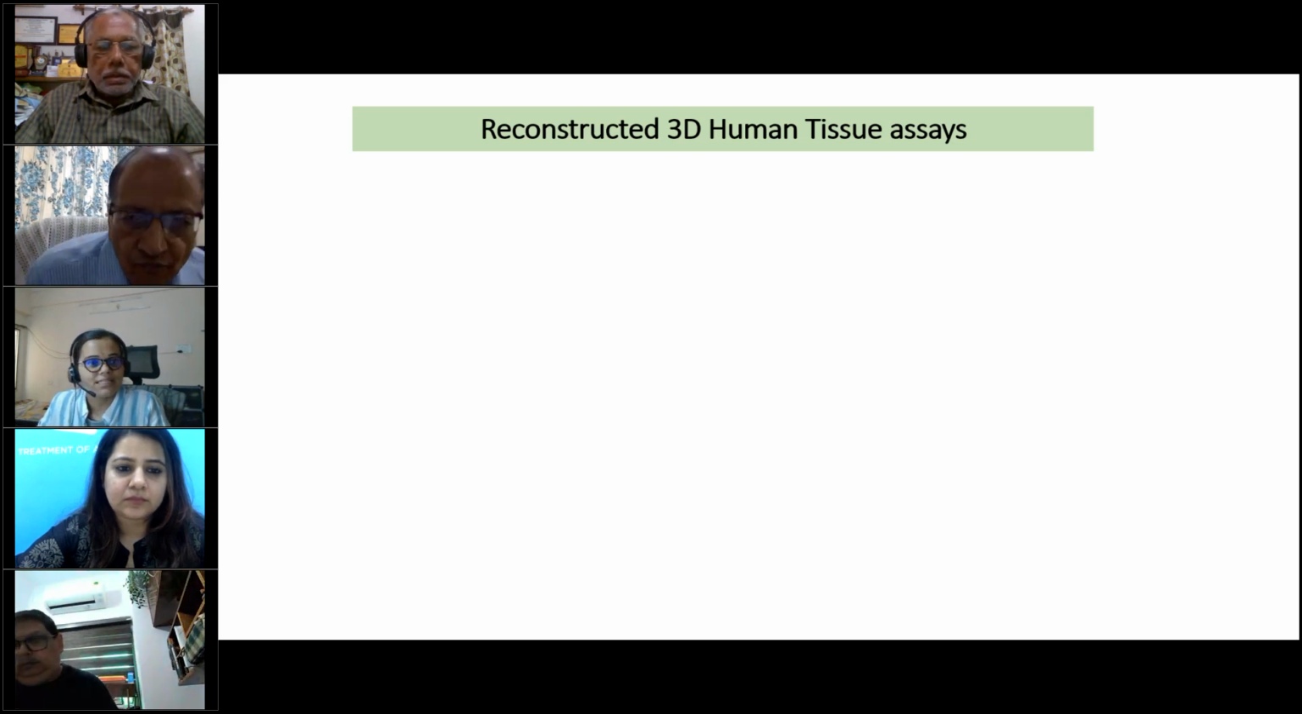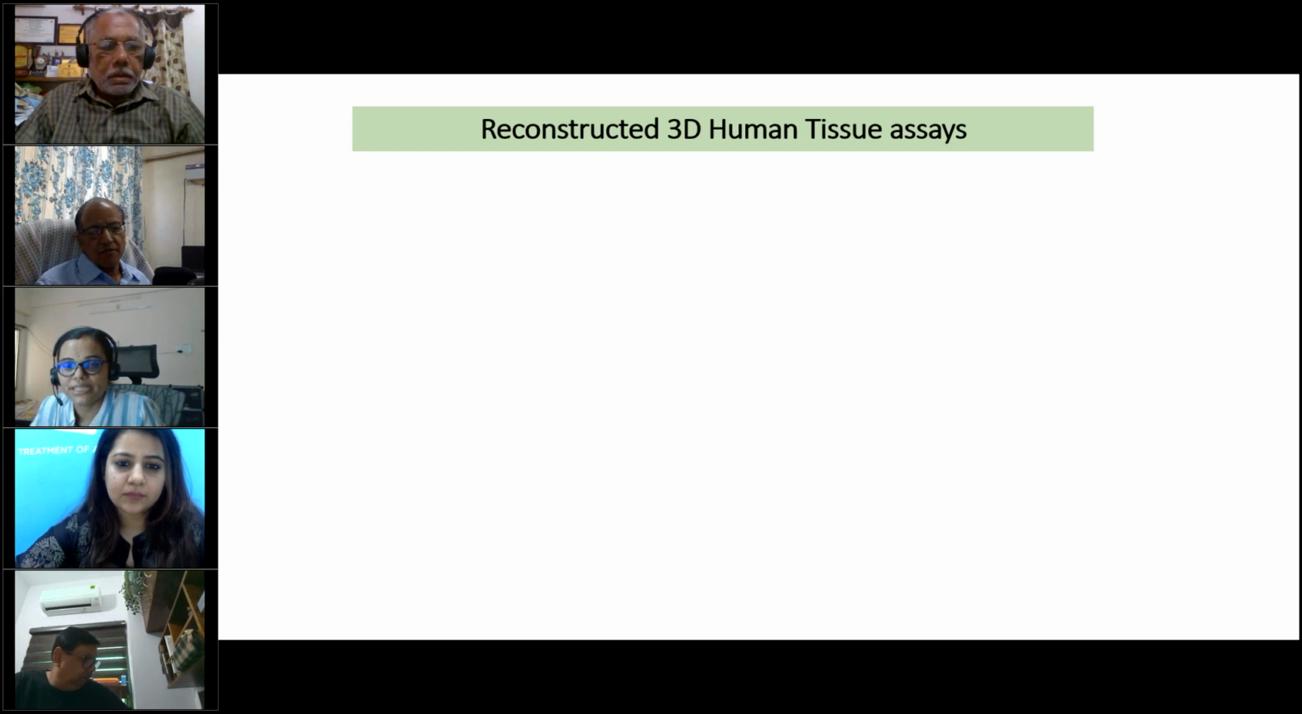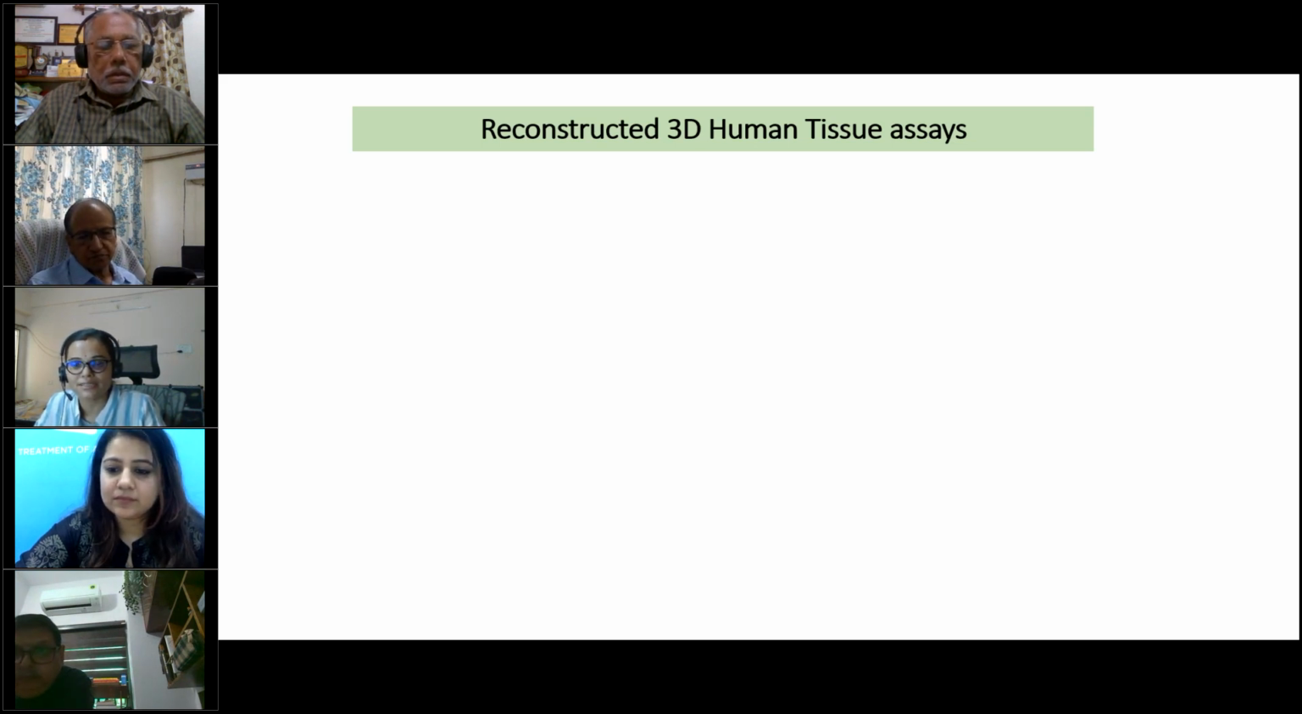When we go into brief with the reconstructed 3D human tissue assays, we have a preferred list of assays which include RHCE, LabCyte CORNEA-MODEL24, and the EpiOcular time to toxicity method. And other RHCE models are also placed into OECD guideline 492, which holds equal validity.